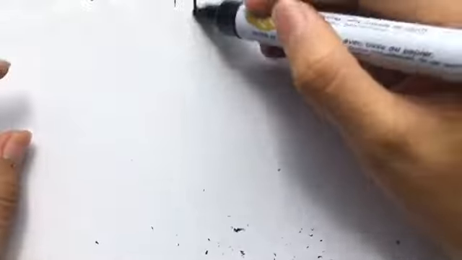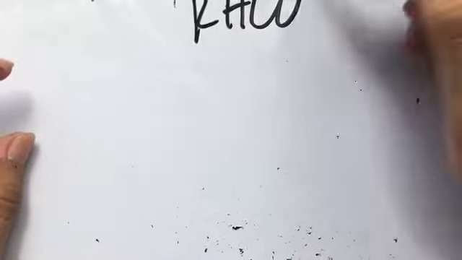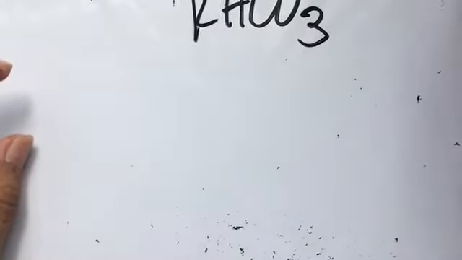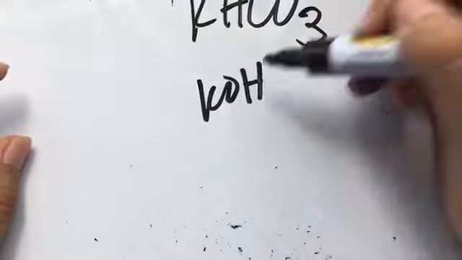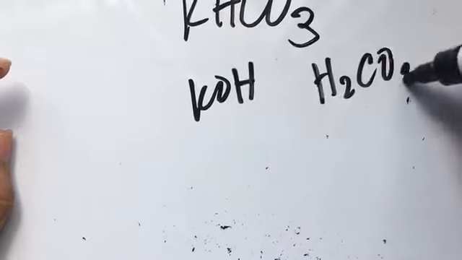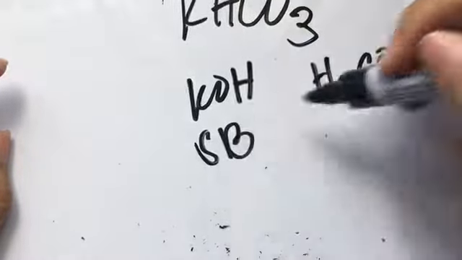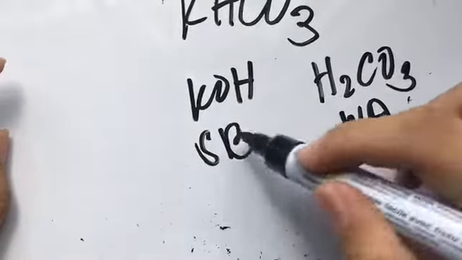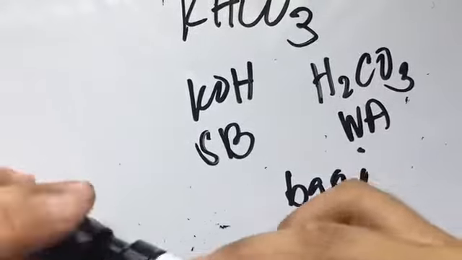Next, we have potassium bicarbonate. Potassium bicarbonate came from potassium hydroxide and carbonic acid. This is a strong base and a weak acid, so it will be a basic solution. There, we applied the first objective of the experiment, which is to identify whether a salt solution is acidic, basic, or neutral depending on the molecular formula.